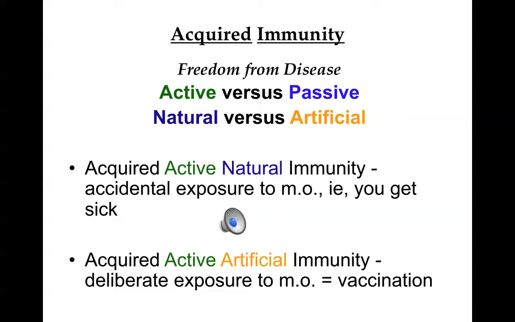If we have acquired active natural immunity, active means you made the immune factors. Natural simply means as part of everyday living. You accidentally get exposed to a pathogen and you got sick.